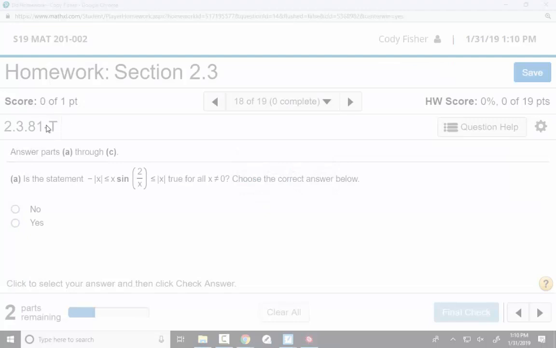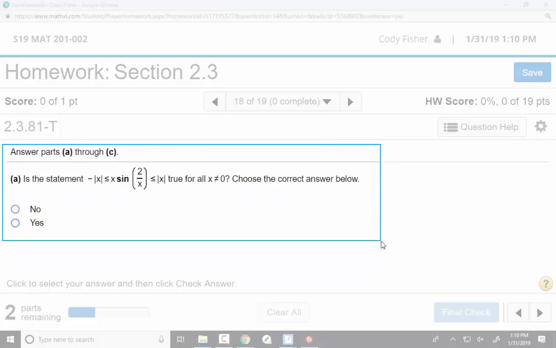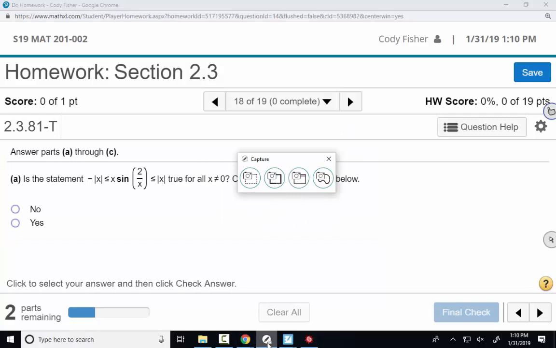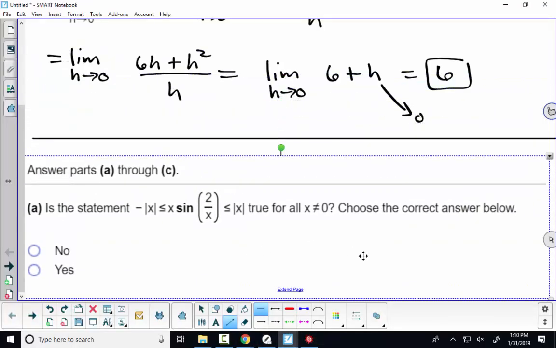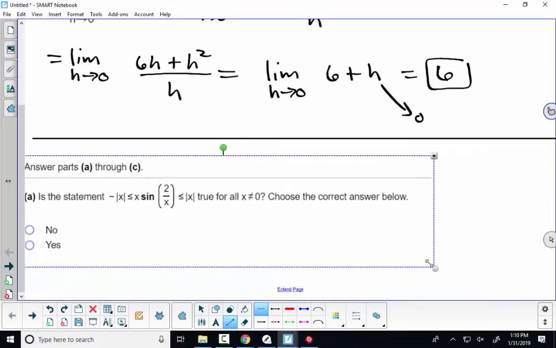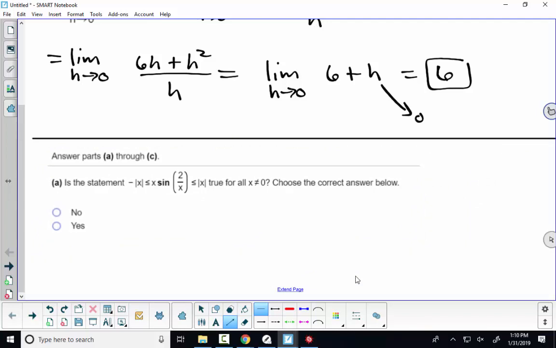So here, see the dash T? We're going to use technology to help us through this. Oh, it's a multiple part. Part C. So let me just try to annotate as we go. Is the statement true for all x? Choose the correct answer below.